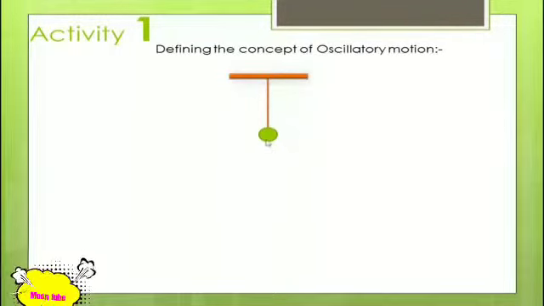Steps: make a simple pendulum. The coin is fixed to the thread and the thread is fixed to the pencil. Number two, pull the coin to the right side of its rest position. Then leave it. Number three, use the stopwatch to record the time taken by the coin to repeat its movement several times.